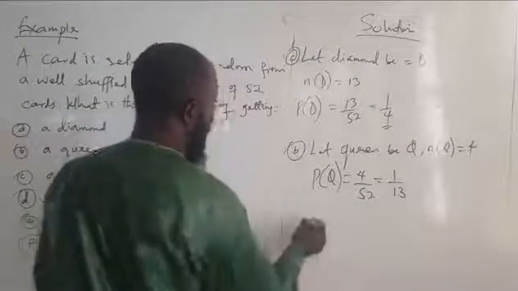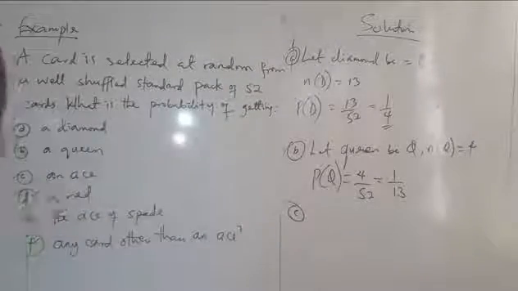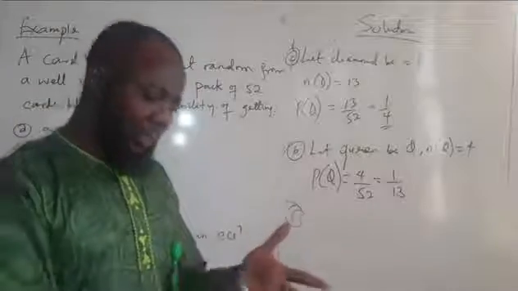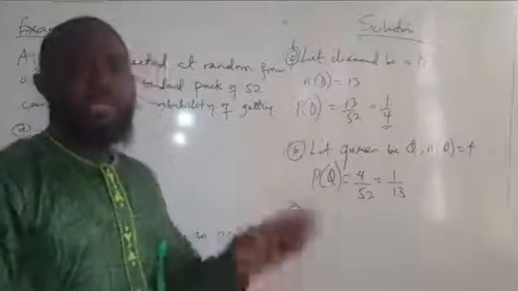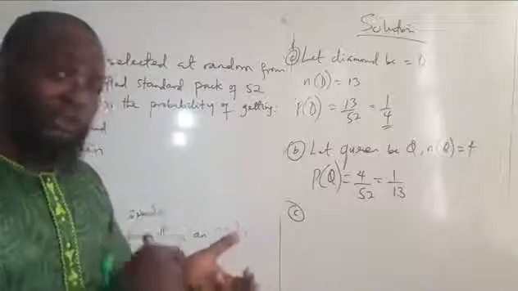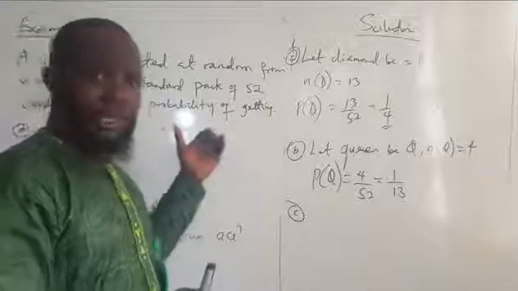Then the third one, which is an ace. You see ace, queen, king, and jack. They are 4 each. Then the numbers from 2 to 10 are also 4 each, as I've displayed earlier on.